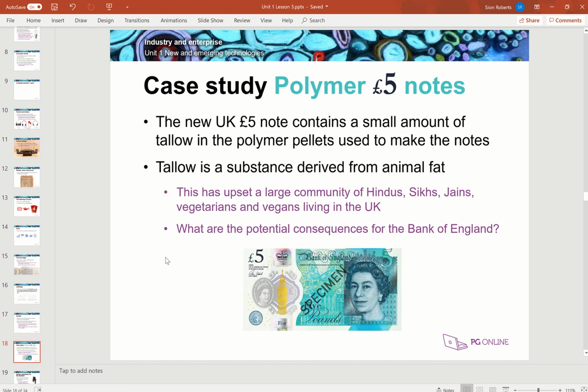Example of this is talking about ethical issues for products. So a case study of this would be the polymer, the new £5 note when this came out. This has been out for a while now, but it contained tallow, which is a substance derived from animal fat. So this actually upset some groups all over the world, really. And as a result, the Bank of England might have come under fire. And that's just an argument that you need to be thinking about.